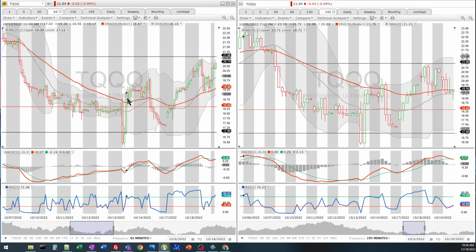Check this out. On the 65-minute, it comes up above the EMA 50, right? The most important one. Successful backtest so far. It tries to go up again, fails the backtest. So if you were being conservative about this as a swing trader, you could instead rely on the 195-minute and wait for it to successfully clear the EMA 50 on the 195-minute, clear the backtest.